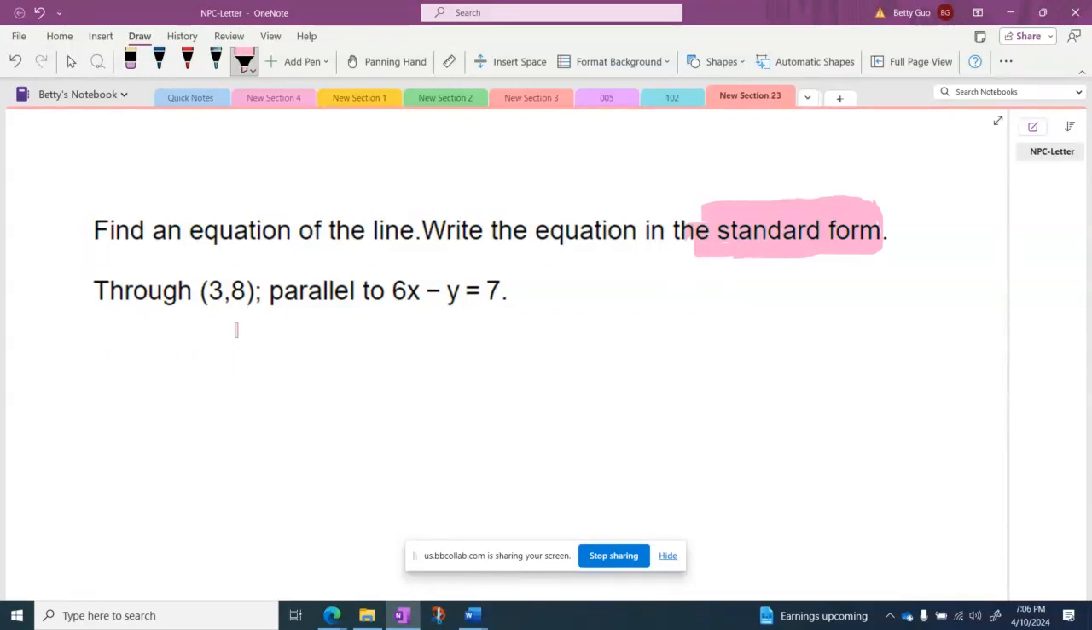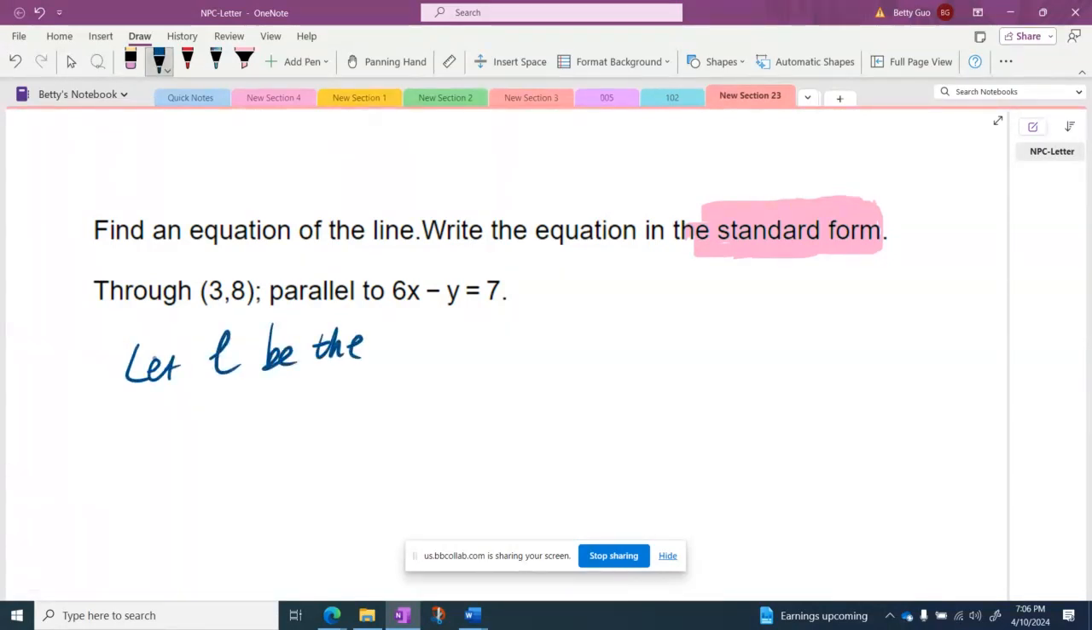We need to find an equation passing through (3, 8) and parallel to 6x minus y equals 7. Okay, we had a similar problem in our class worksheet. But in the example in the class worksheet, we wrote the result in the slope-intercept form. We can do that and then rewrite the slope-intercept form to the standard form. So that's my plan.